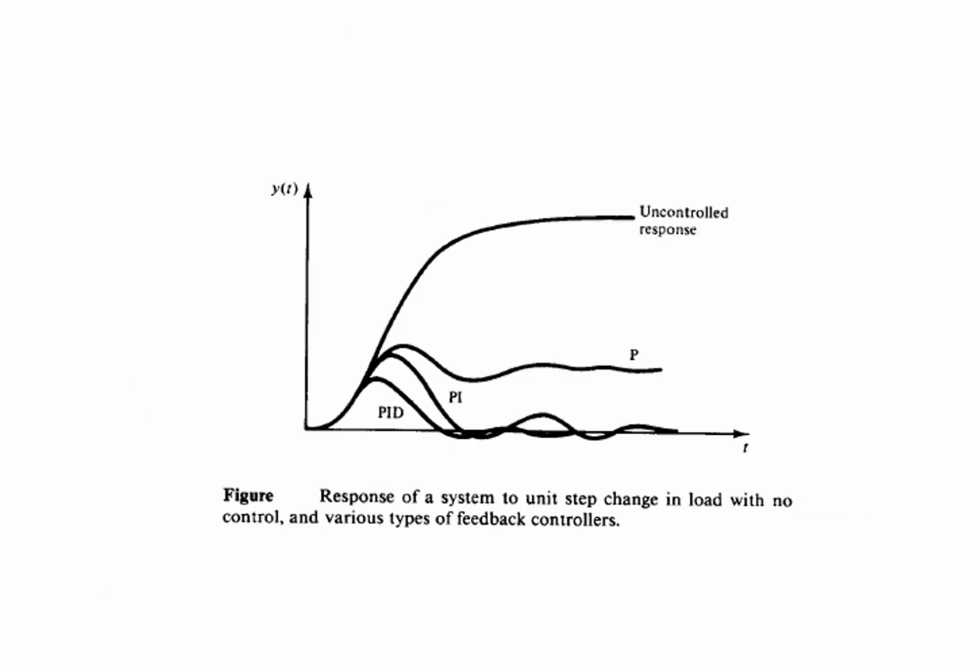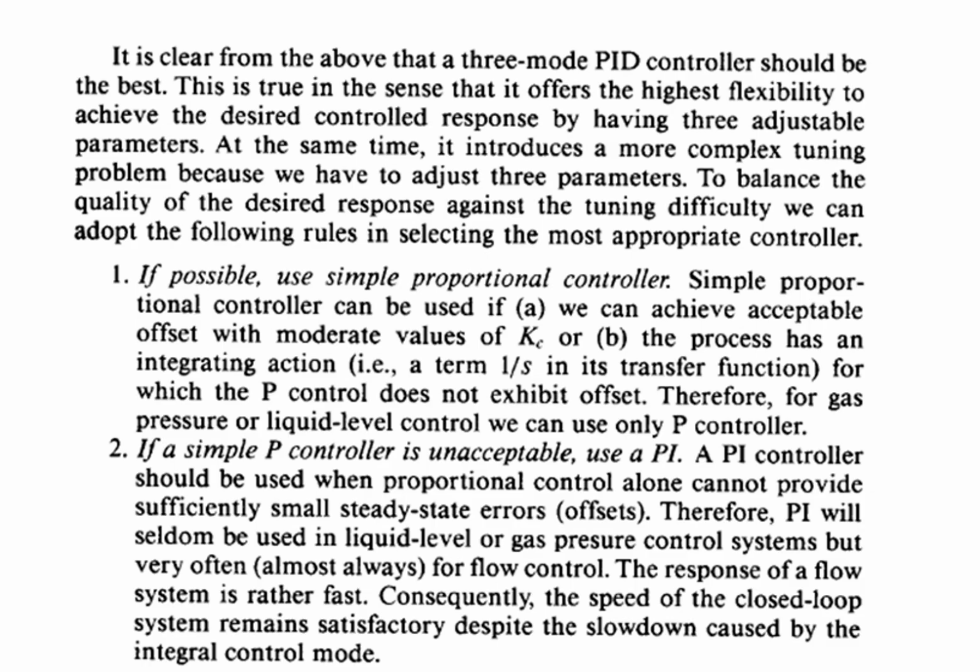So next we are going to map this with the process. First, the proportional controller. A simple proportional controller can be used, and you can have offset only for moderate values. For example, you have taken two different values, Kc1 and Kc2. In the first case, your error is 0.06. In the second case, your error is 0.1. So choose a moderate value so that the offset can be adjusted, can be considered. Or choose a system in which you have 1 by s. In that case there is no offset.